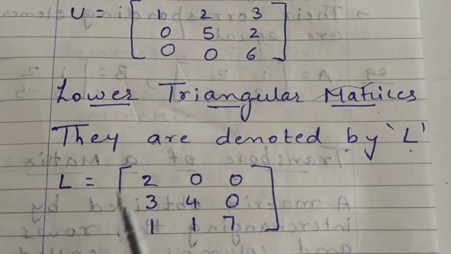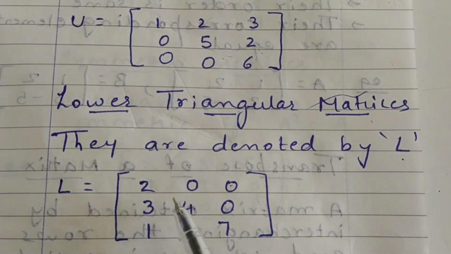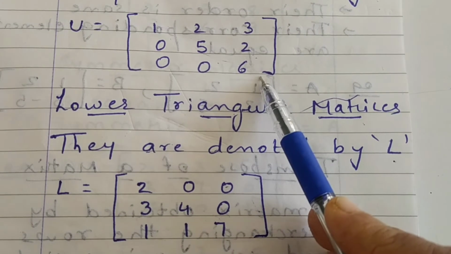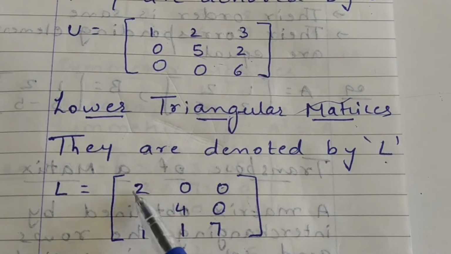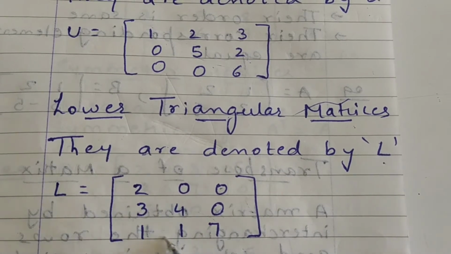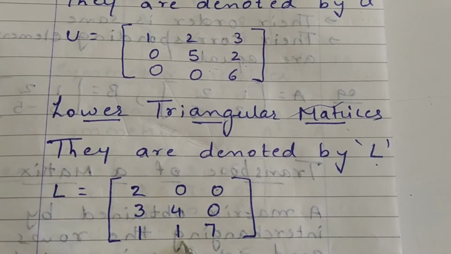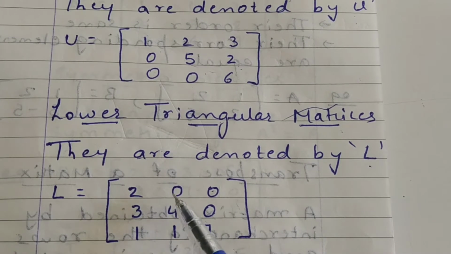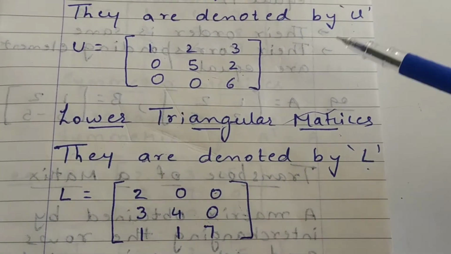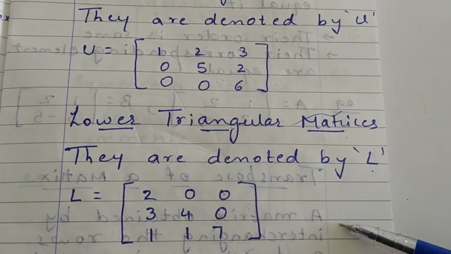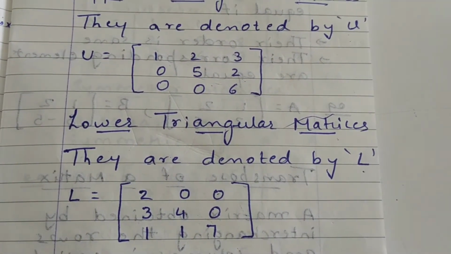Now let us see what is a lower triangular matrix. So exactly opposite to the upper triangular matrix, here you can see that if this is a diagonal, then all the elements below the diagonal are non-zero and the remaining elements are zero. So here you can see the difference between the upper triangular matrix and the lower triangular matrix.